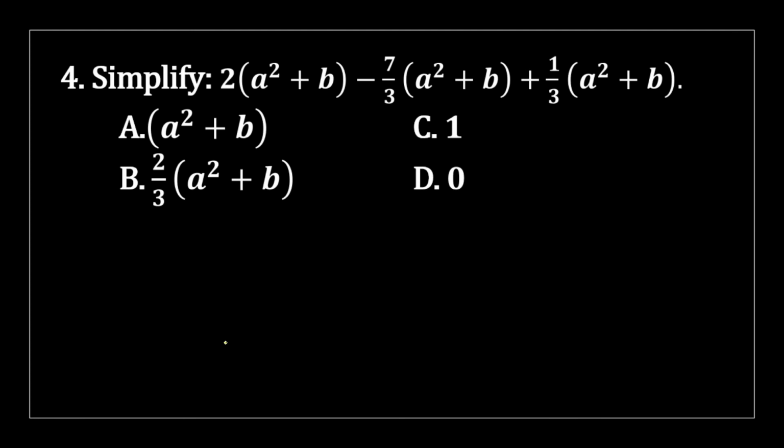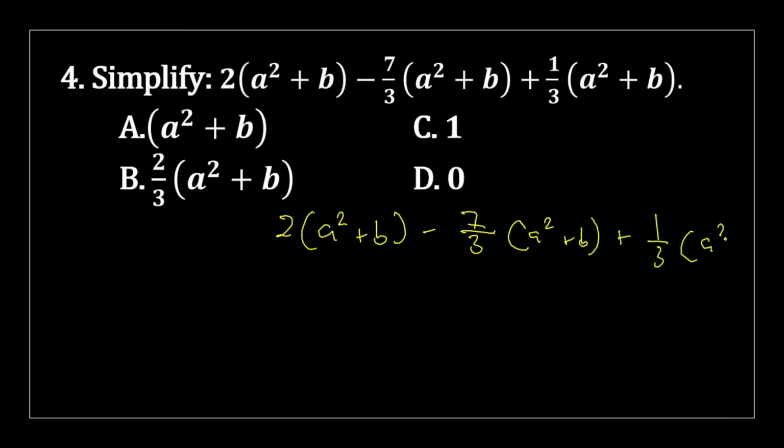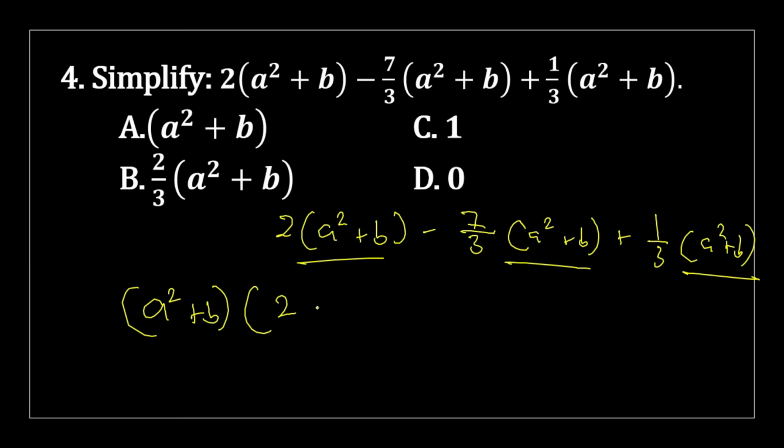On number 4, we are asked to simplify this expression. Okay. So again, let's regroup this. So let's copy it first. 2 minus 7 over 3 times a squared plus b plus 1/3 times a squared plus b. Since they have a common monomial factor of a squared plus b, let's factor it out. So we have a squared plus b multiplied by 2 minus 7 over 3 plus 1/3.